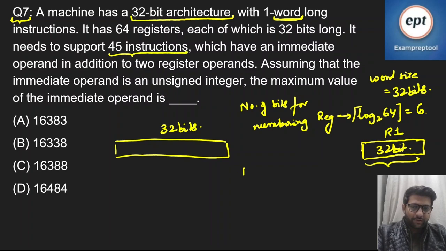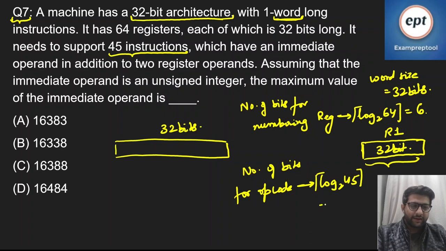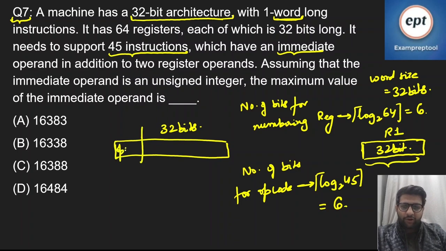So the number of bits for the opcode will be log base 2 of 45 ceiling, right? And that will also be 6. Now the instructions have an immediate operand in addition to two register operands. So the format of the instruction is given as an opcode, two register operands and one immediate operand, right?